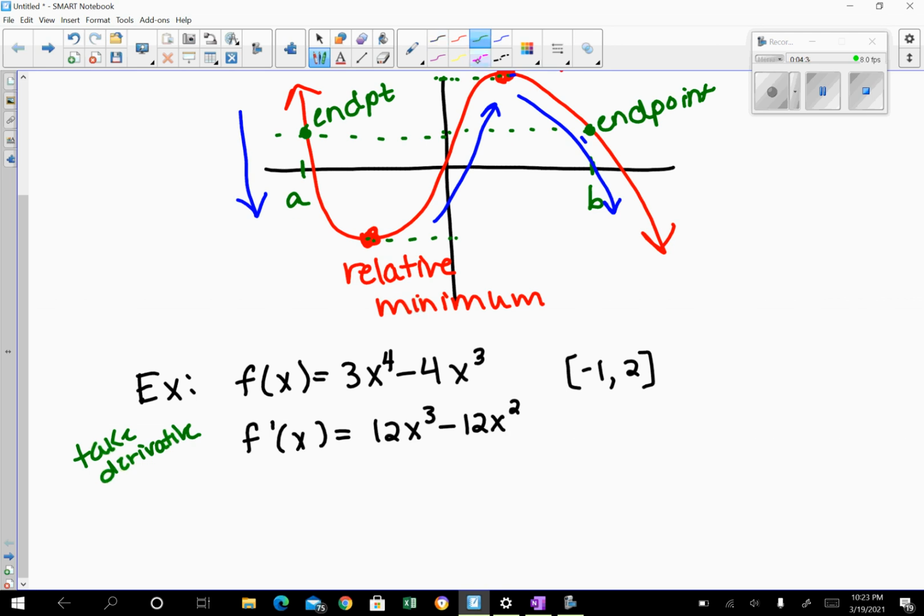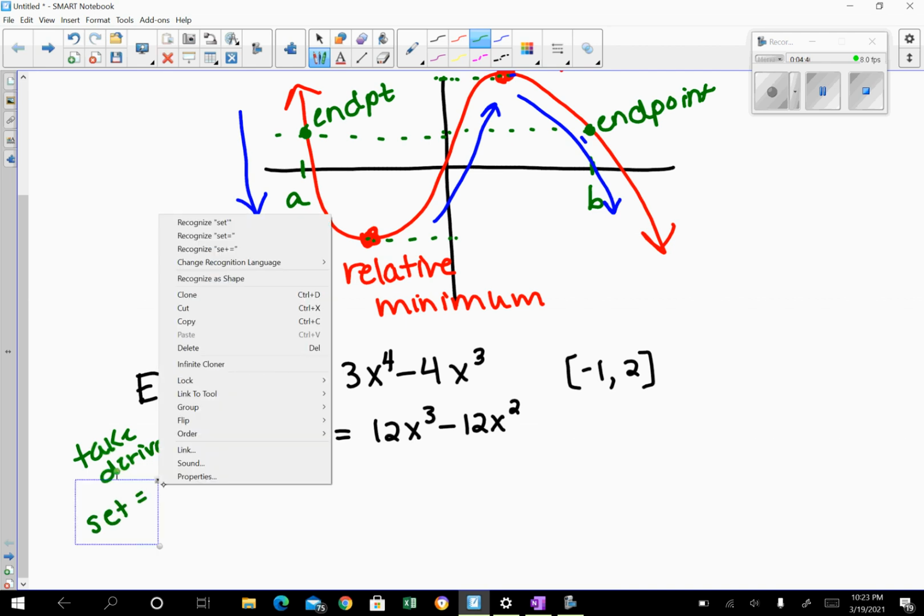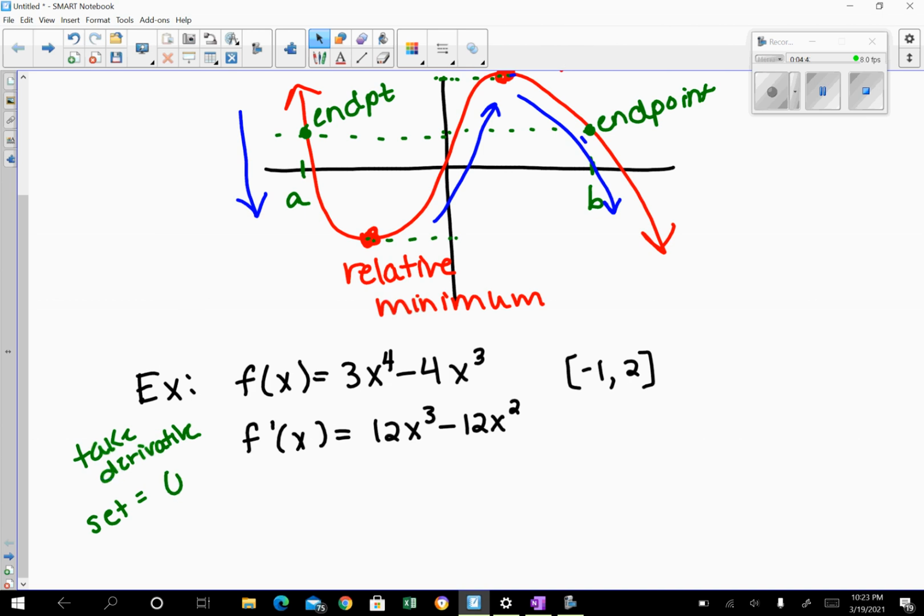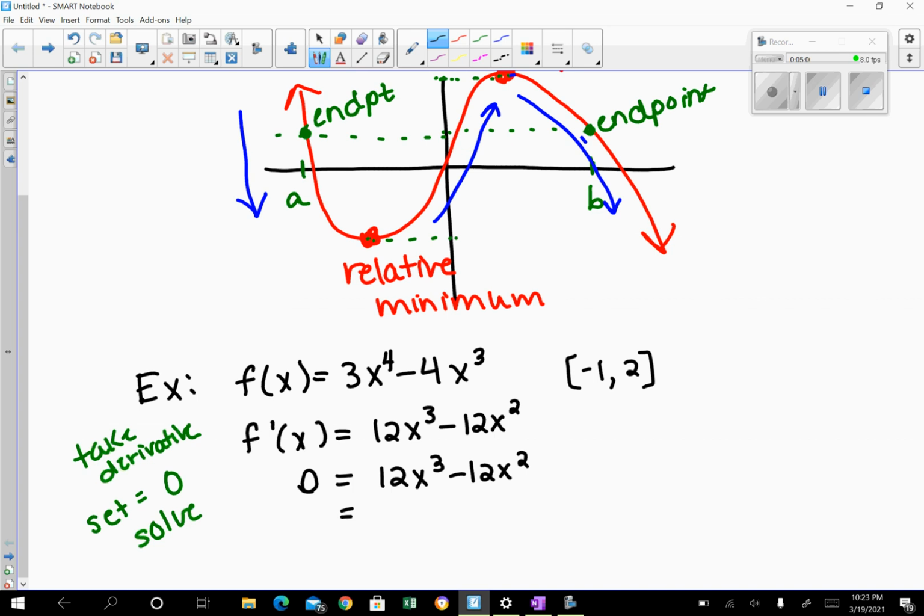After you have the derivative, your second step is to set the derivative equal to 0 and then solve. So 0 equals 12x cubed minus 12x squared. We can factor out a 12x squared and get x and x minus 1. So if I continue, then x would be 0 and x would be 1.